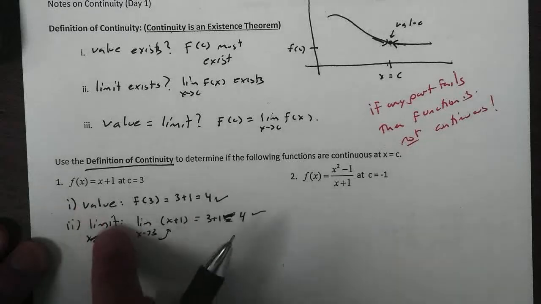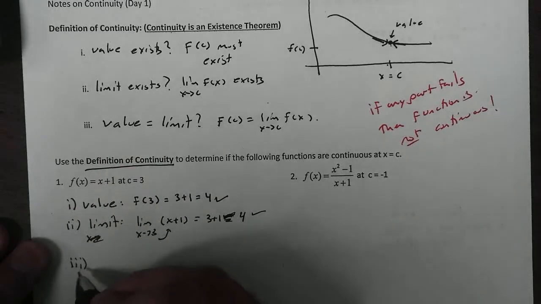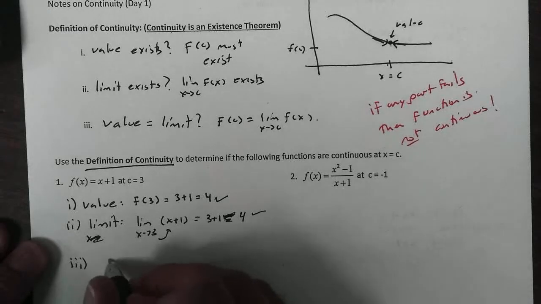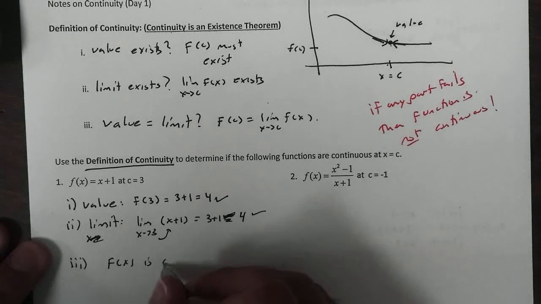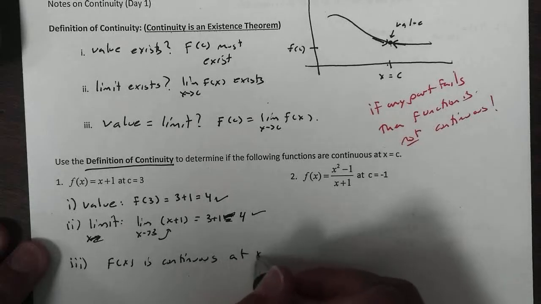And this is what we're going to do. This is the third step. Step 3. Ready? We can now say that f of x is continuous at x equals 3.